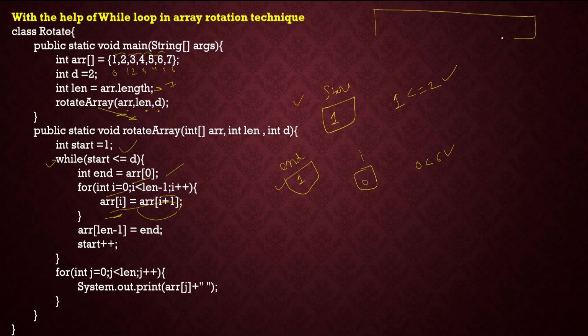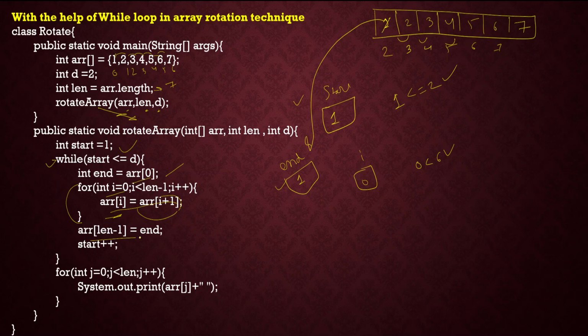Let me create one more array in which I will keep the values 1, 2, 3, 4, 5, 6, and 7. Now this 1 has been kept in end. That place is empty now, so all the elements will move to the left. Our new array will be like 2, 3, 4, 5, 6, 7, and this last place will be empty. This completes one complete iteration of the for loop.